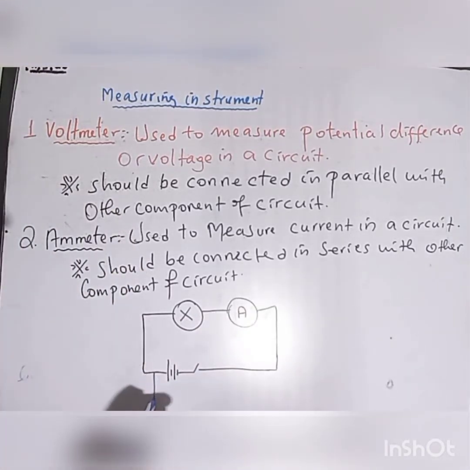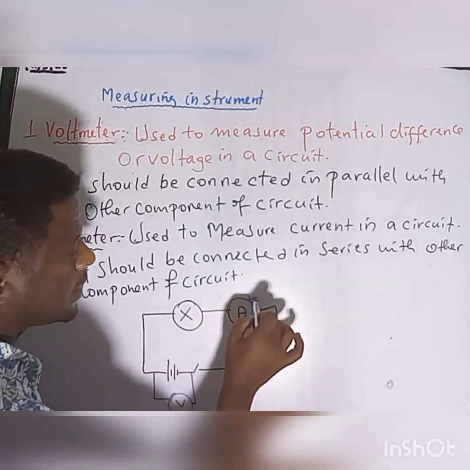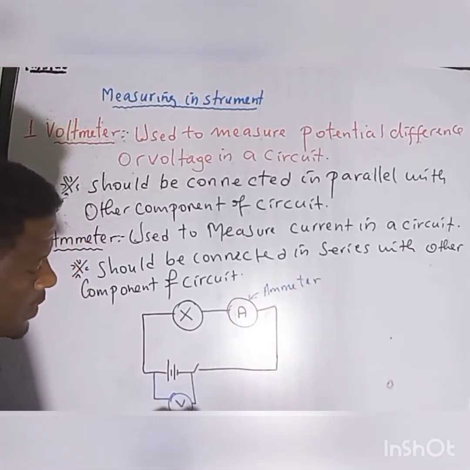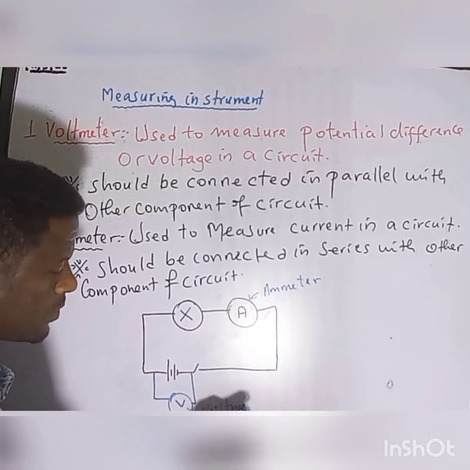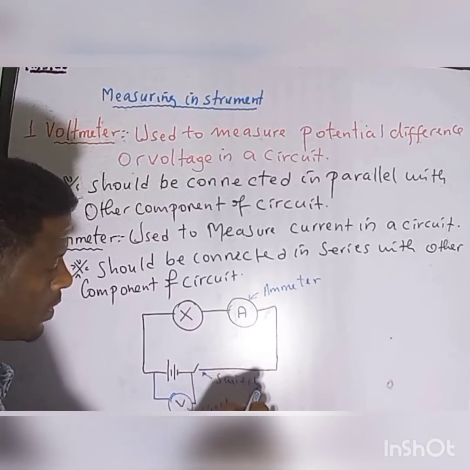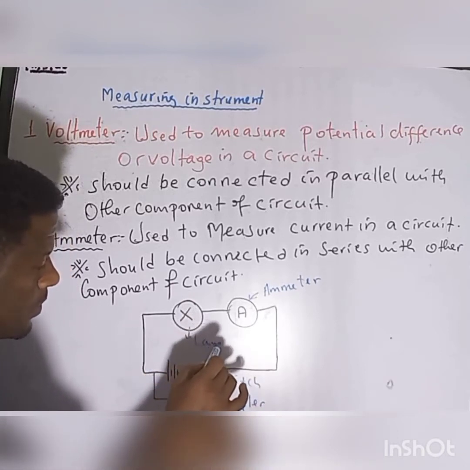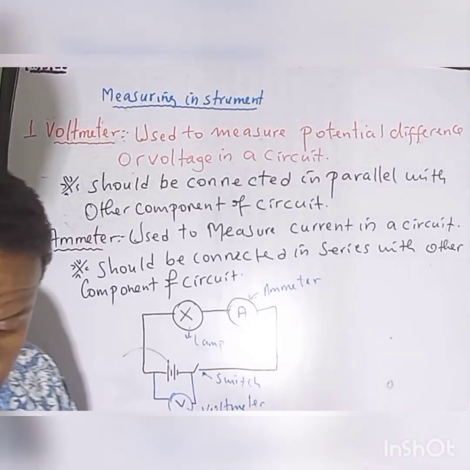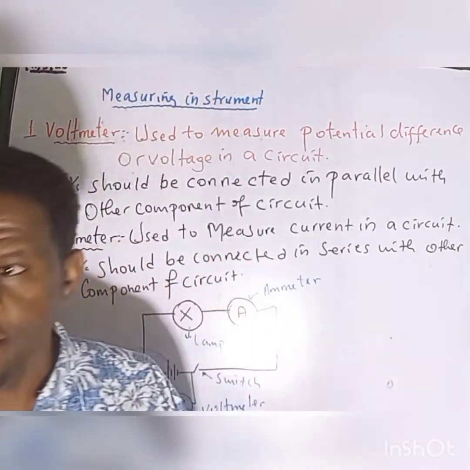To measure a voltage, the voltmeter should be connected in parallel with other components of the circuit, where A is the ammeter, B is a voltmeter, a symbol for switch, the symbol for lamp, and source of potential difference or a battery. A battery is a combination of two or more dry cells.